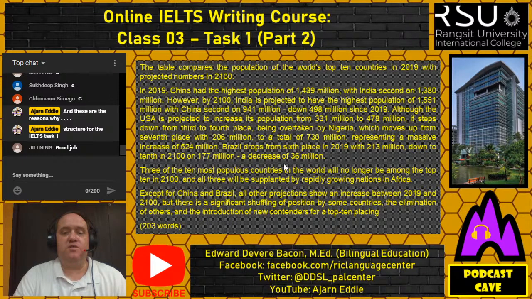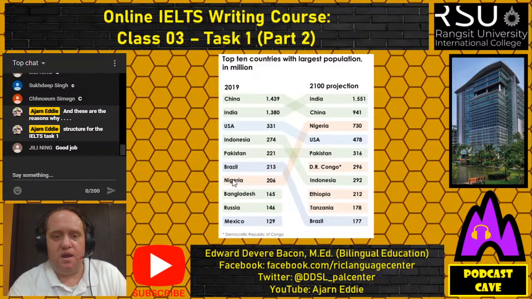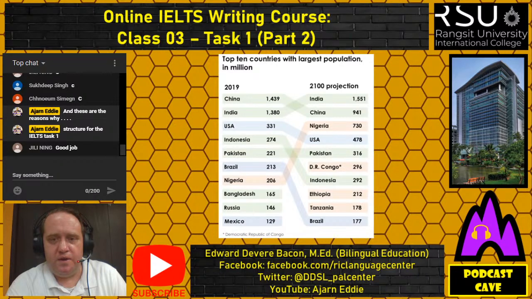Okay, so it looks like what they did here was they went through and talked about the top ones here. So they talked about China, India, U.S. I know they talked about Brazil. So it looks like they picked most of the information here.